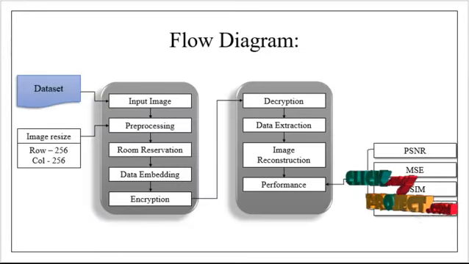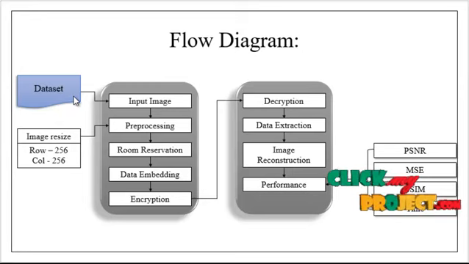Now we are going to discuss the flow diagram of the process. This overall flow diagram is separated into two parts: the sender side and the receiver side. At first, the input image is taken from the dataset. The dataset consists of some images. After selecting any one image from the dataset, the pre-processing is carried out. In this project, only resizing is applied for the pre-processing.